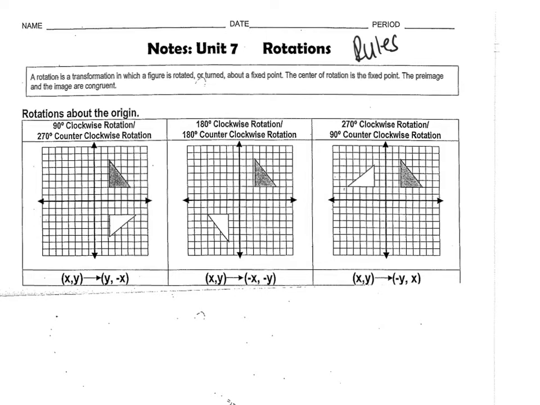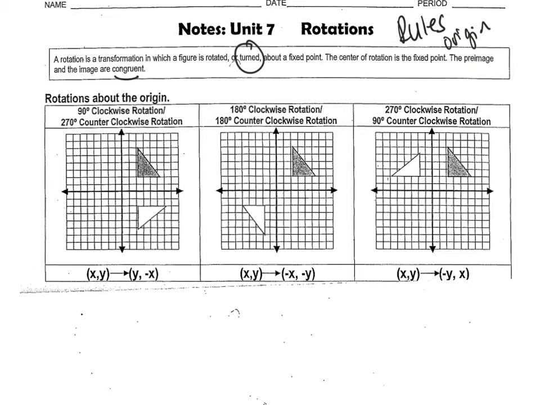So a rotation is a transformation in which a figure is rotated or turned about a fixed point. The center of rotation is the fixed point, and for you guys, it's usually the origin. The pre-image and the image are congruent, so the size and shape of the figure doesn't change.